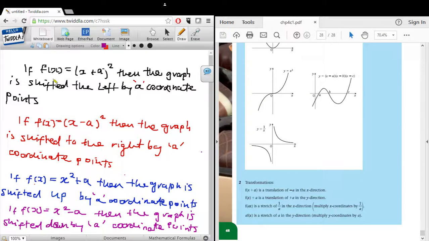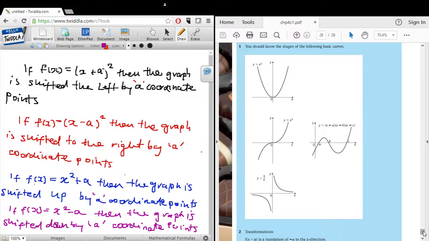If you have a graph f(x) equals this, then the graph is shifted to the left by a coordinate points. So for example, if you have x to the power of 2, and we all know what that looks like. If you don't, here it is here. Then the graph is shifted to the left by a coordinate point. So imagine if this plus a, and it's all within the brackets, was to be 3. Then this 0 would eventually become minus 3 because it's been shifted to the left.